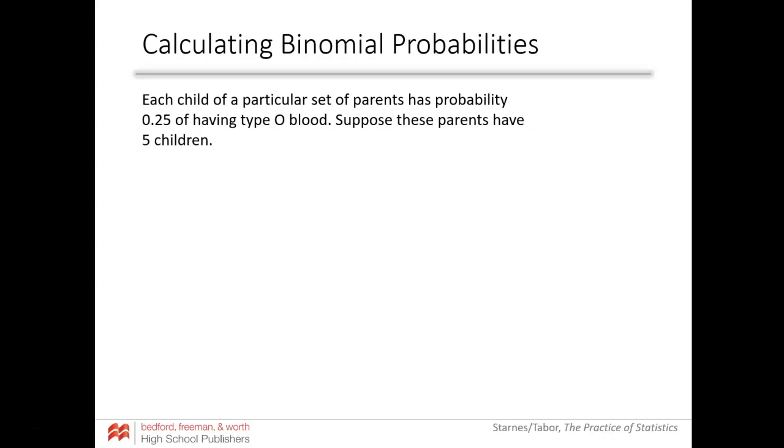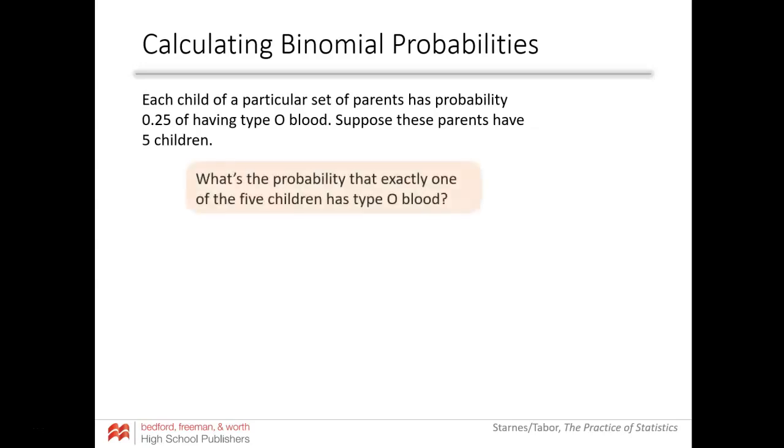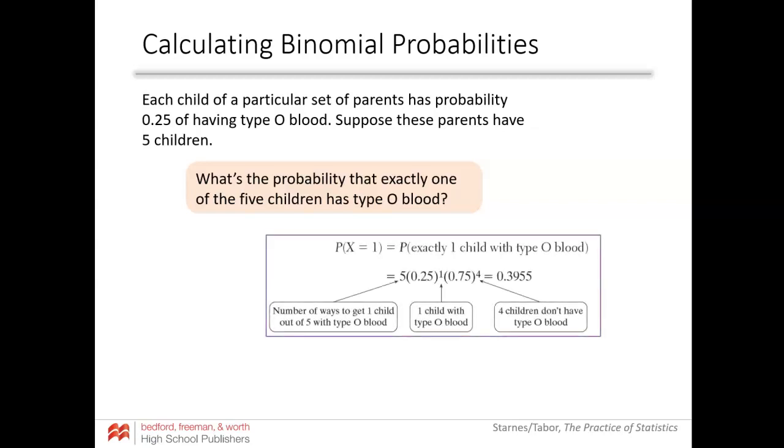All right. Each child of those parents, remember, has a 25% chance of having type O blood. Suppose these parents have 5 children. So that's the same example from before, which we've already determined to be a binomial setting. So what's the probability that exactly one of the 5 children has type O blood? Well, one way to think about that is using the formula, which we haven't shown you yet. They're just kind of throwing it at you here. The probability of having exactly one child with type O blood.